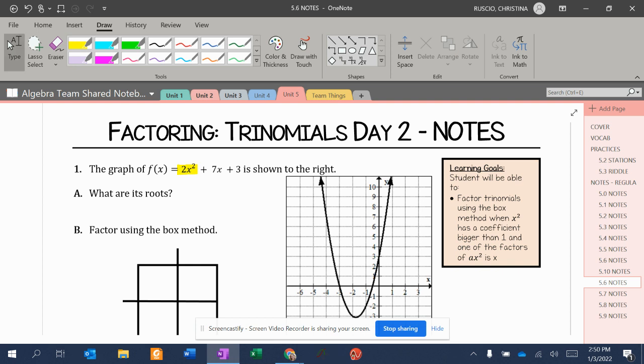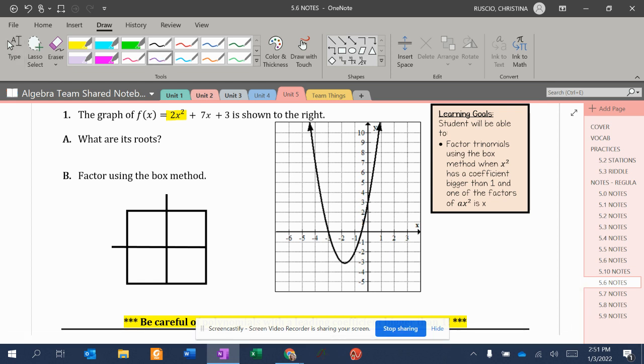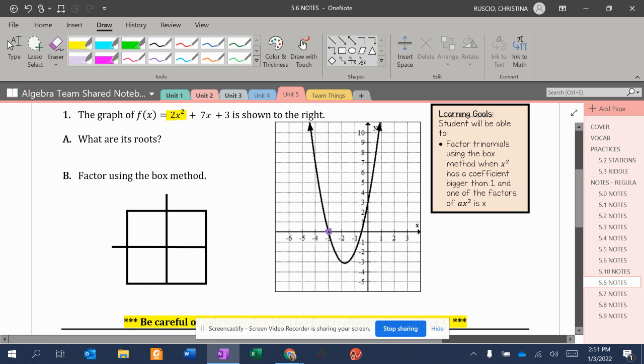So let's dive in. Number 1 gives us the graph of f of x is equal to 2x squared plus 7x plus 3, and it's asking us to find the roots. One of them is really easy to find, and the other one, not so easy, and I don't want to estimate. It looks like it's at negative 1.5, so I'm just going to write x equals negative 3 and x is equal to, I'm not exactly sure with this one.